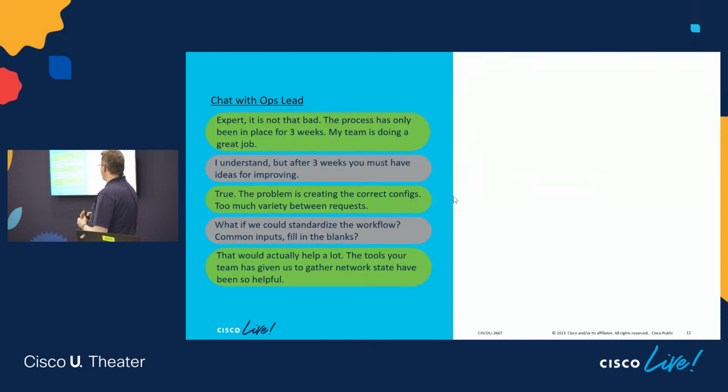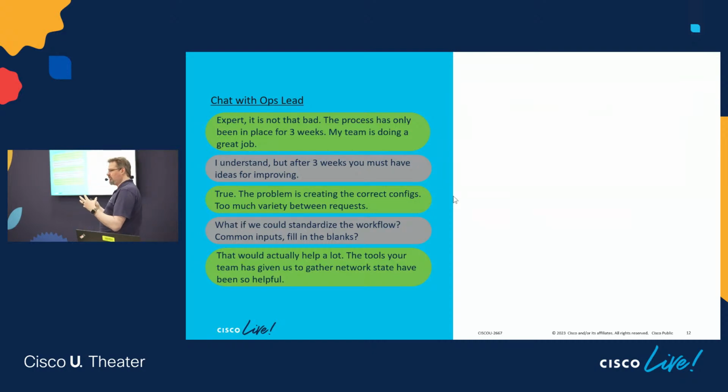I understand, but after 3 weeks, you must have ideas for improving. True, the problem is creating the correct configs, too much variations between requests. What if we could standardize the workflow, common inputs, fill in the blanks, stuff like that? So that would actually help. The tools your team has given us to get our network state have been so helpful.